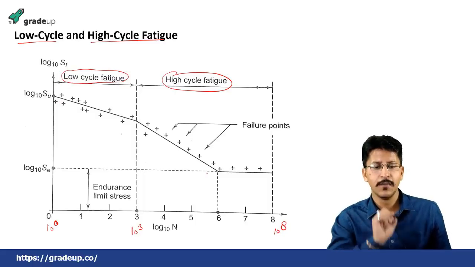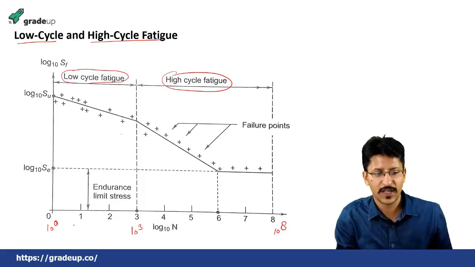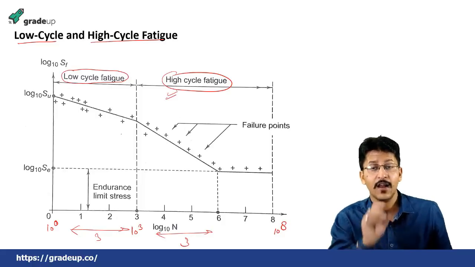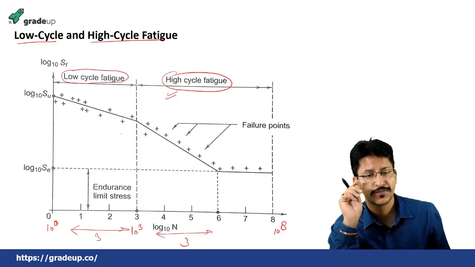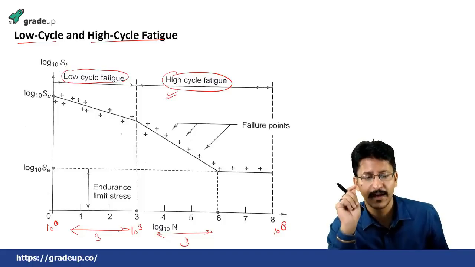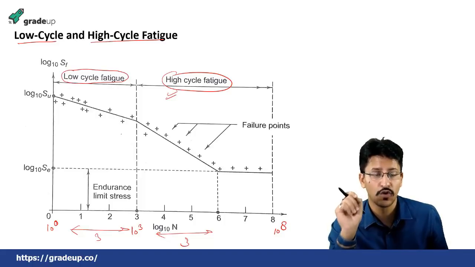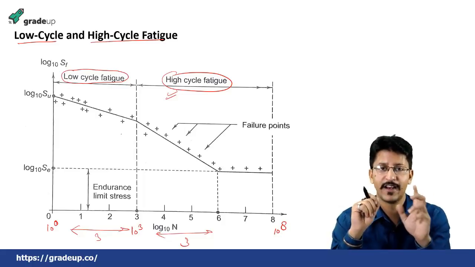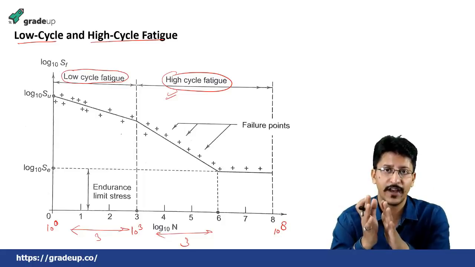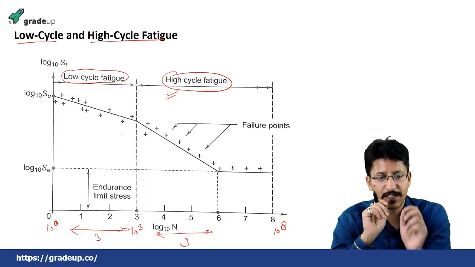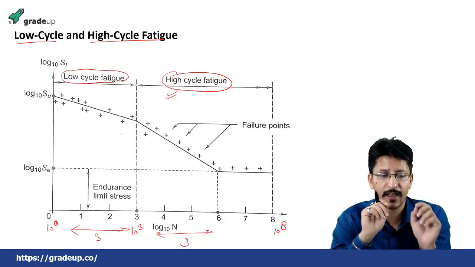You also have to note down the slope: this slope is less and this slope is steeper, because there is a difference of 3 here and a difference of 3 there. So the slope is more in the case of high cycle fatigue. These kinds of questions may also come in any examination: the slope of which curve is higher, high cycle fatigue or low cycle fatigue. So you have to see these diagrams very carefully.